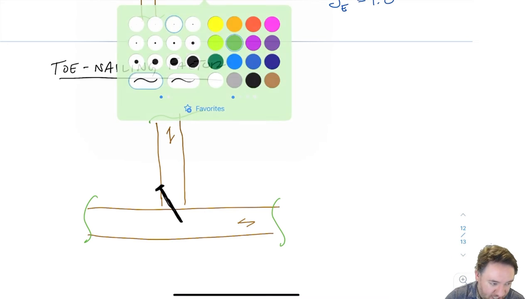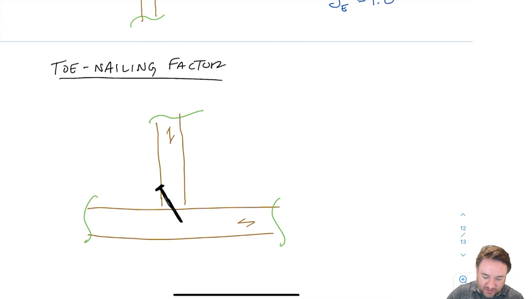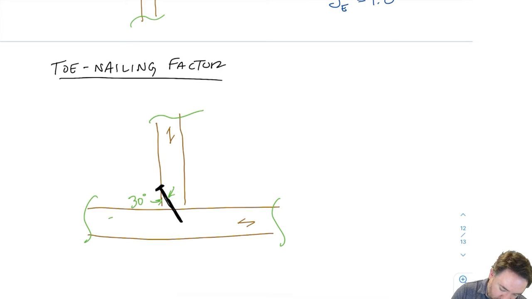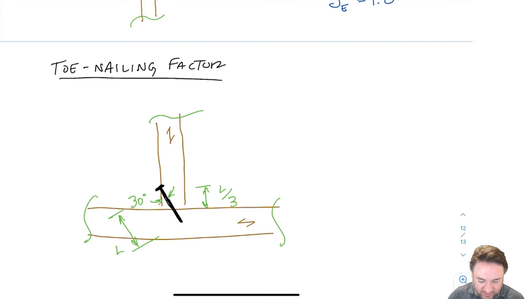There is actually a requirement for what the angle has to be. This angle here is required to be 30 degrees. Now, you're not going to get a protractor out when you're doing this, but with practice, you can get pretty close to 30 degrees. The other requirement is on length. If I call my total nail length L, then 1/3 of L has to be in the top piece and basically the rest embedded in the bottom piece. It's not going to be 2/3 vertically because of the 30 degree angle.